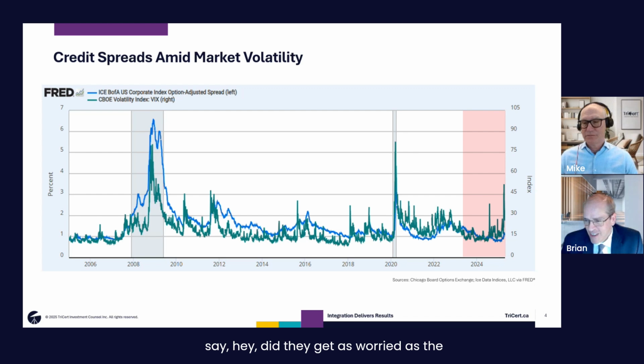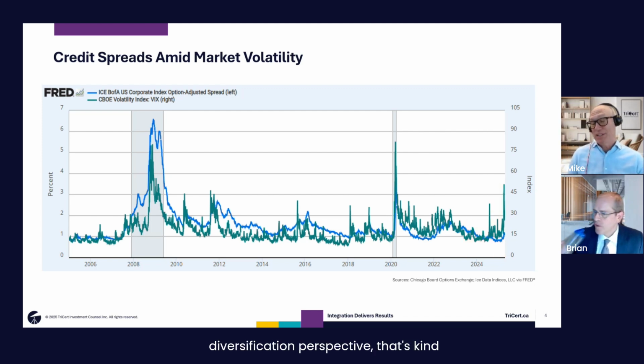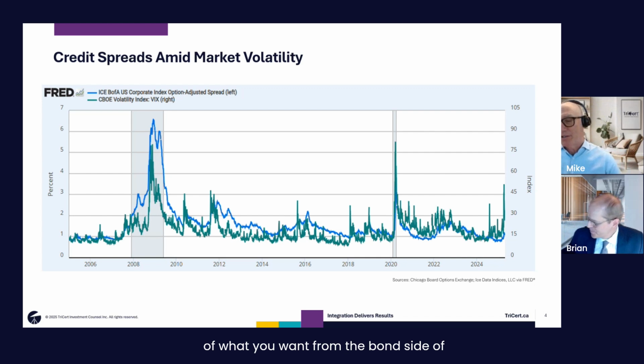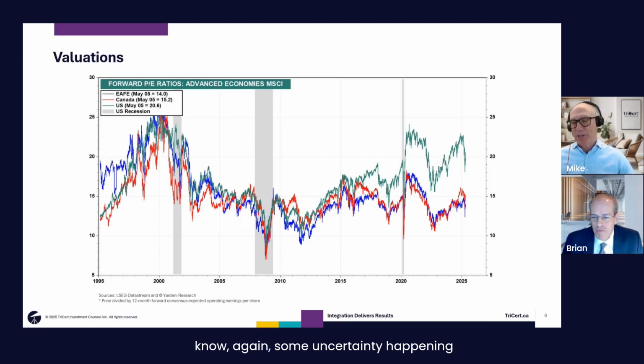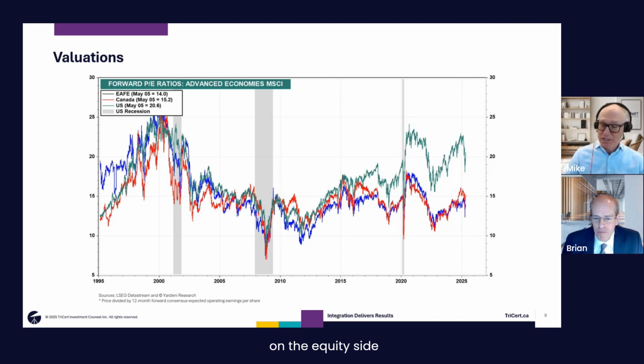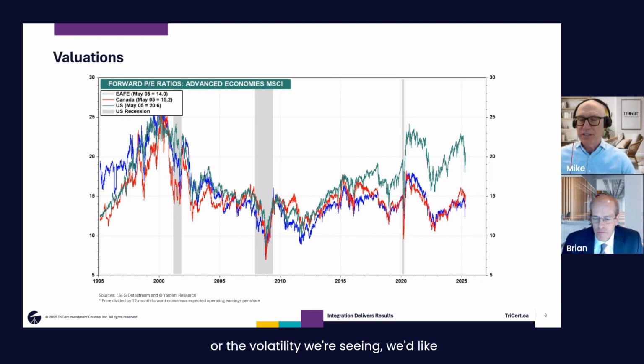But it's not a terrible signal to look at on the bond market and say, hey, did they get as worried as the equity market? In this particular case, you can see not so much on the bond market side. Which is good from a diversification perspective. That's kind of what you want from the bond side of the portfolio when there's some uncertainty happening on the equity side or the volatility. We'd like to see that stability on the bond side.